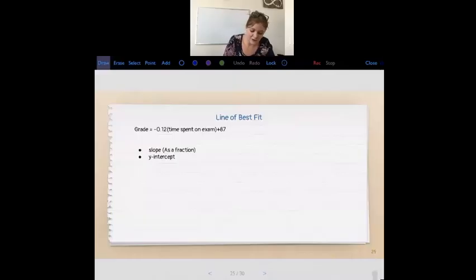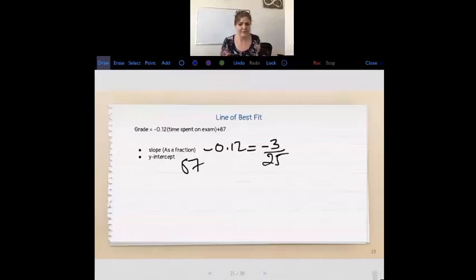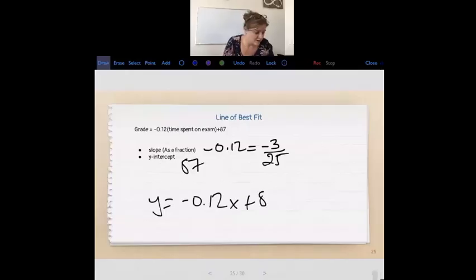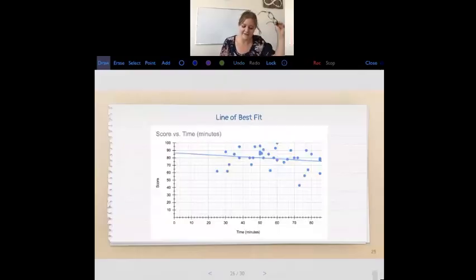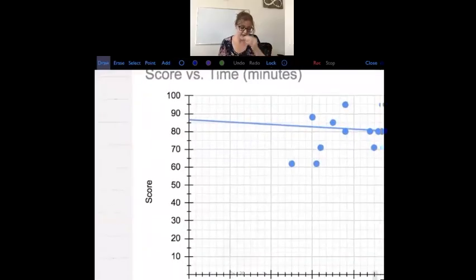So here our slope is negative 0.12, and as a fraction, if you use your calculator, this would be negative 3/25. And the y-intercept would be 87. So from this, you can look at this as negative 0.12x plus 87. And if we're going to graph this, I graphed it here, you would start at 87 and then you'd go down 3/25.